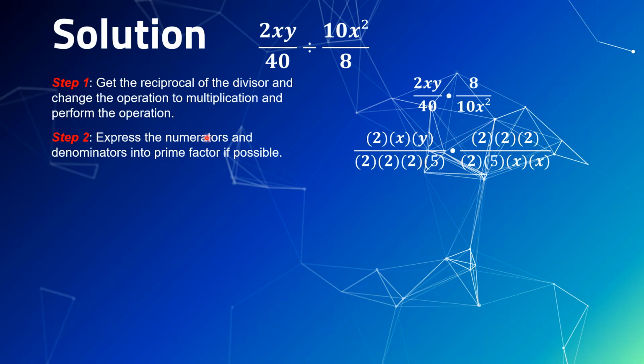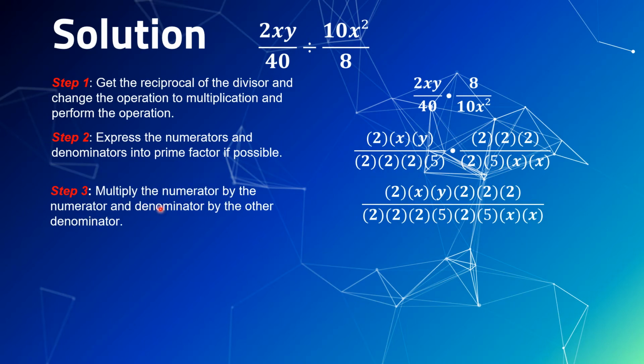Express the numerators and denominators into prime factors if possible. So 2xy, the prime factors are 2xy. 40: the prime factors are 2 times 2 times 2 times 5. 8 is 2 times 2 times 2. Then 10x squared is 2 times 5 times x times x. Again, make sure that all numbers or all values here are prime numbers.